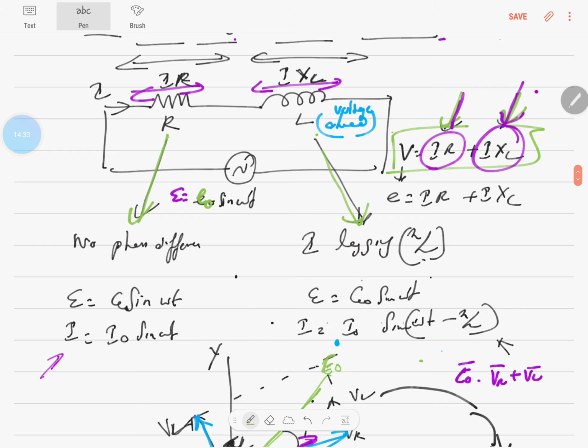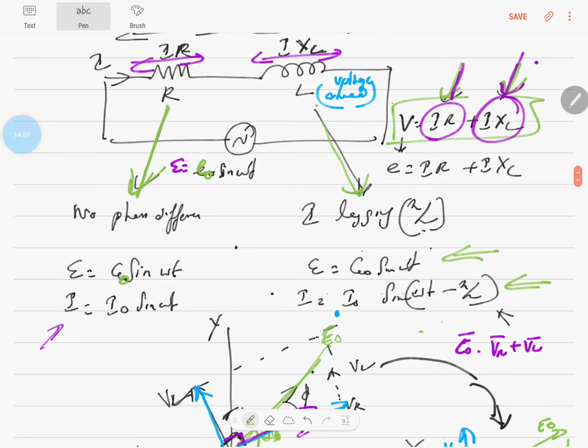So then let's write individually what happens in a resistor. On the left side I've written what happens in a resistor individually: E is equal to E naught sin omega t. Current will also be I naught sin omega t, because with a resistor it's all in phase. With an inductor, current is lagging, so you write E is equal to E naught sin omega t, I is equal to I naught sin omega t minus pi by 2, just showing that it's lagging behind.